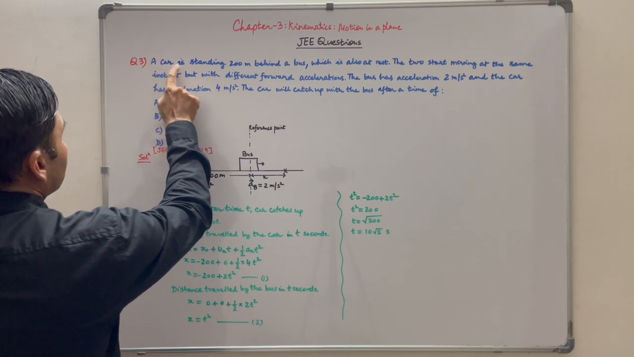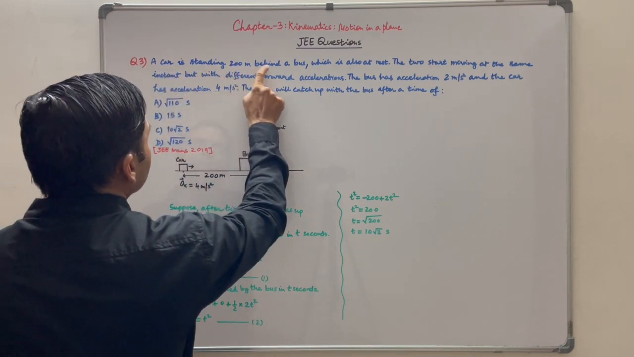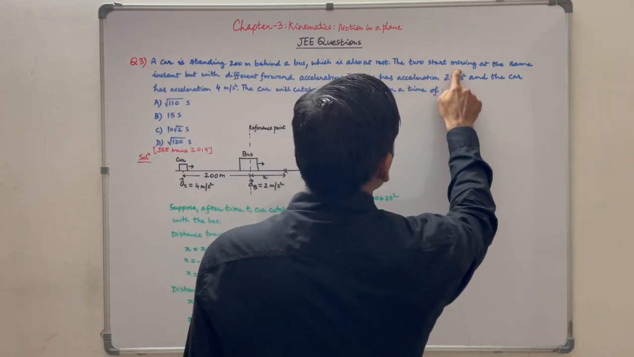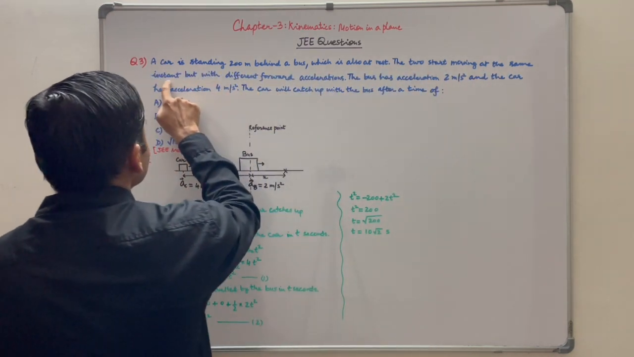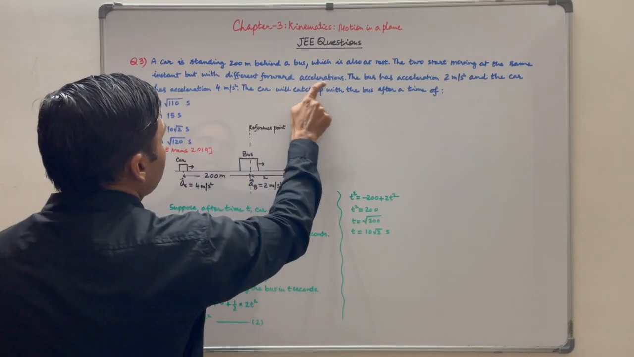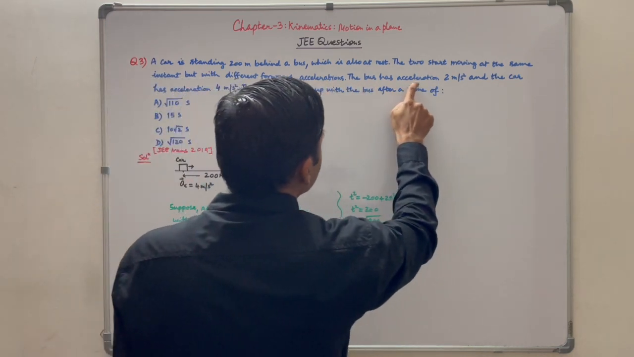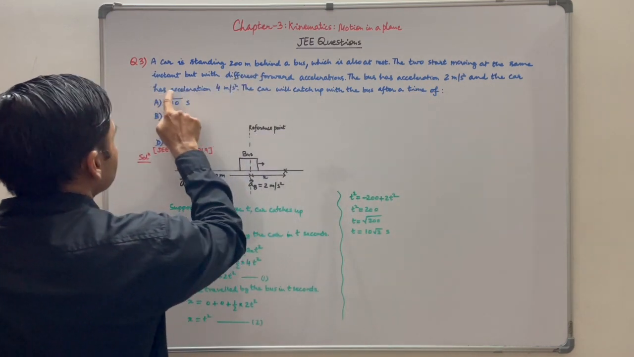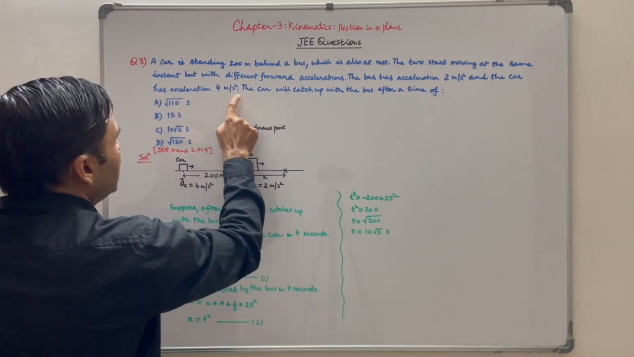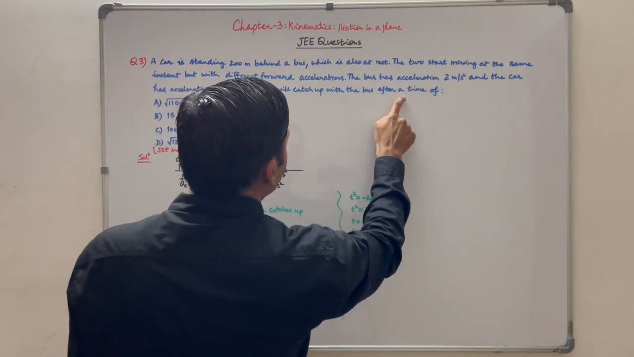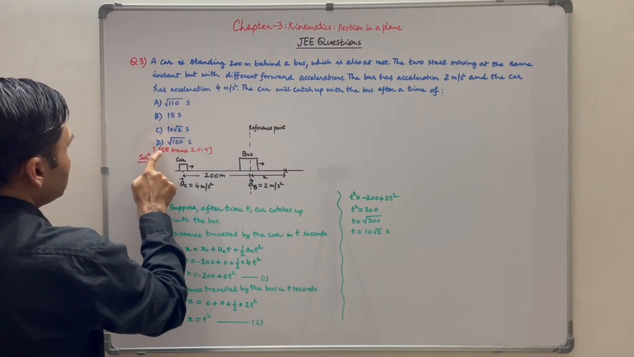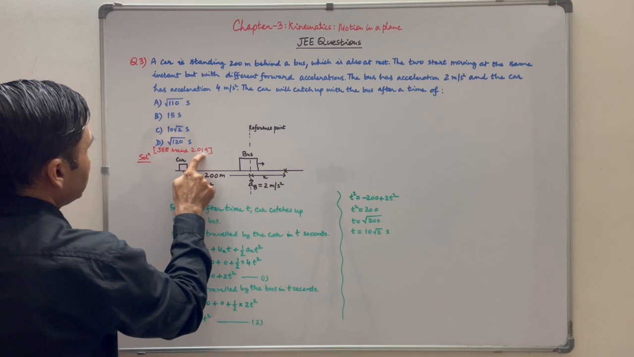Third question: a car is standing 200 meter behind a bus which is also at rest. The two start moving at the same instant but with different forward accelerations. The bus has acceleration 2 meter per second square and the car has acceleration 4 meter per second square. The car will catch up with the bus after a time of. These are the options given. This question appeared in JEE Mains 2019.